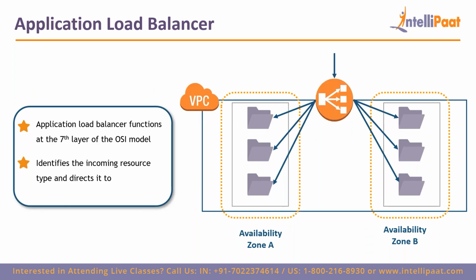Next is an application load balancer. This identifies the incoming resource type and directs it to it. So how does it identify the incoming resource type? You're going to mention that in the rules. Once you mention that in the rules, whenever there is a request coming in, it will check against those rules. If any one of the rules is qualified or is true, it will redirect the request to the server which is qualified under that rule. So that we'll see as a demo.